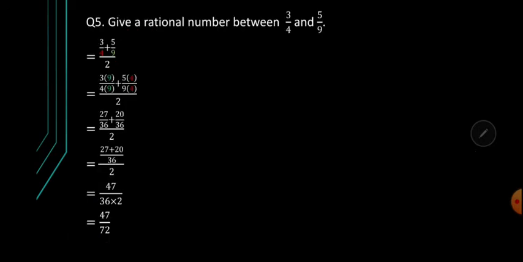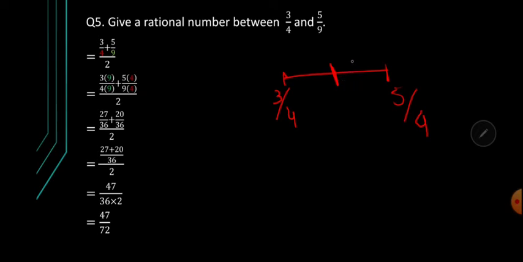Now come to question number 5, that is, give a rational number between 3 by 4 and 5 by 9. It means that on a number line, let's say this is 3 by 4 and this is 5 by 9. They are asking us to find a number between these two points. The midpoint between these two points is also a rational number, so we find this midpoint. So how do we find this midpoint?